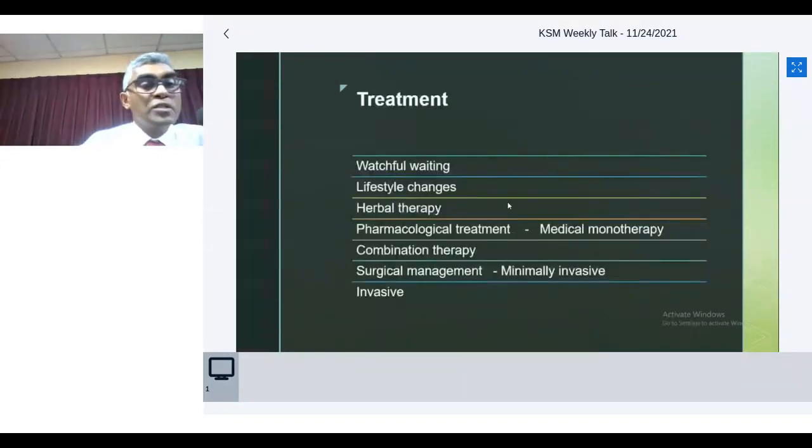So what are the treatment options we have got? We can do watchful waiting and lifestyle changes which will help the patient, and herbal therapy, which I'm not very fond of. In Chinese herbal medicine and a lot of local remedies are used for these patients, but without much scientific evidence. And we have drugs to treat them. We have monotherapy, we have combined therapy, and as the last resort, we have got surgical management, which may be a major surgical undertaking or a minimal surgical undertaking, depending on the patient's condition.